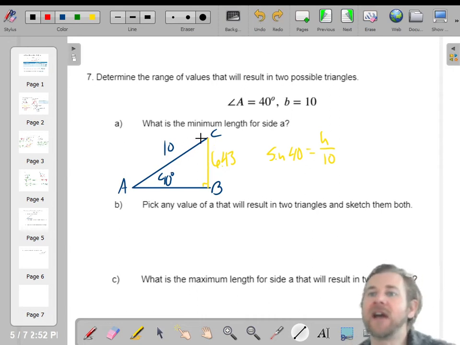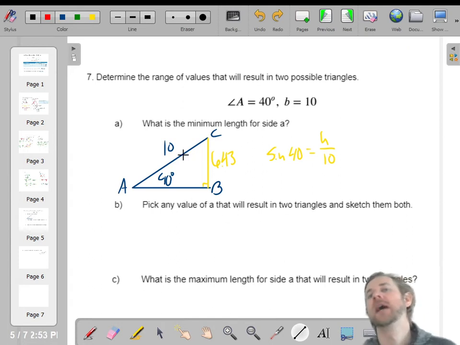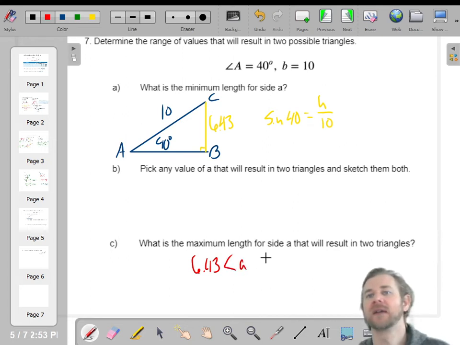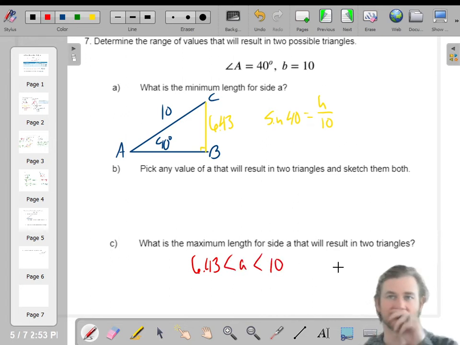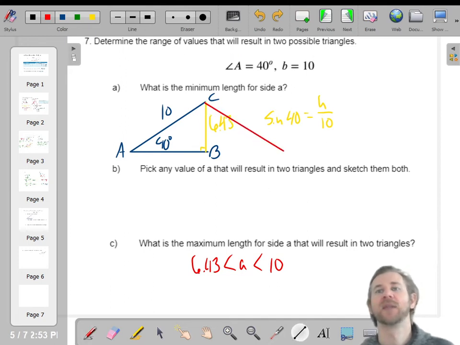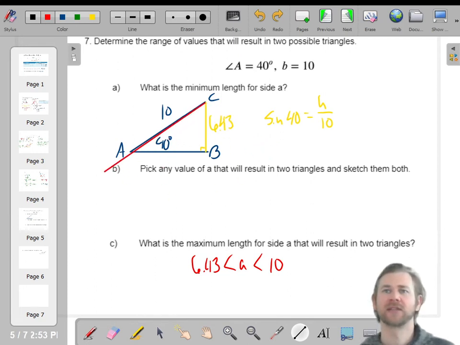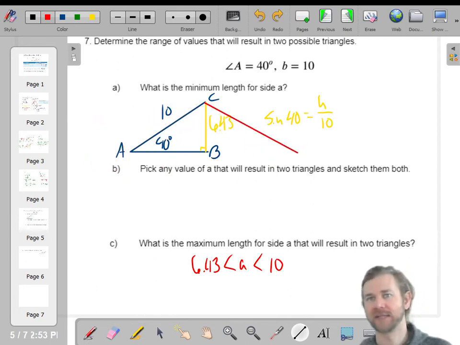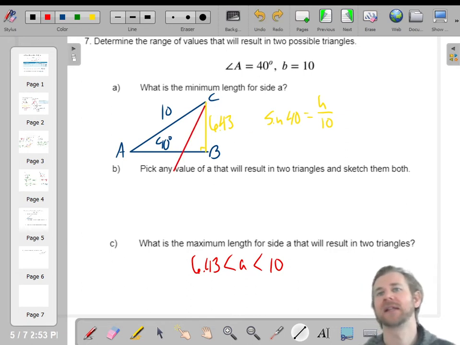Now, any value of a that will result in two triangles? Anything between 6.43 and 10 is going to result in two triangles. I know it's 10 because that's when the triangle becomes isosceles. And when it's isosceles, you're not able to draw it two ways because the extra length would swing outside of it. It doesn't make sense. So anything between 6.43 and 10, I'm just going to pick, let's say, 8. So I'll say little a is 8.